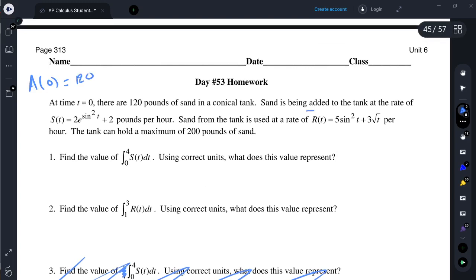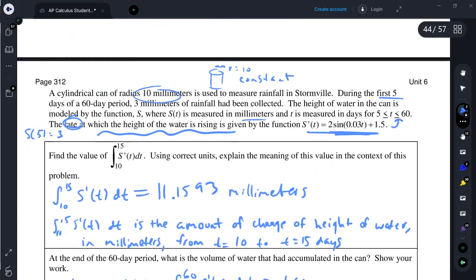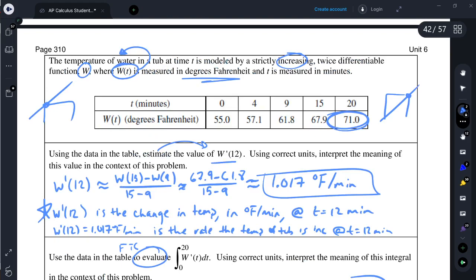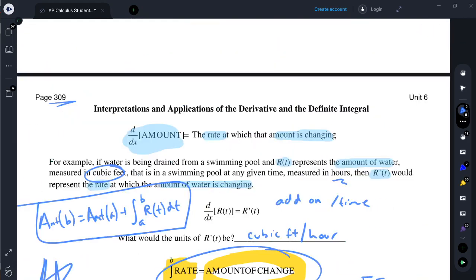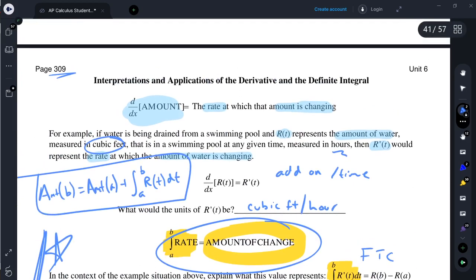Now sand is being added to the tank. This is going to be a rate in. And then sand is being used. That's going to be a rate out. And this is actually really common. So I want you to come back up here and go back to your notes. This is super important. We have this amount here, but I want you to make this better, and we can put this up here.